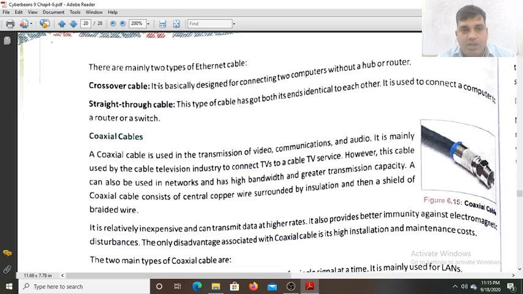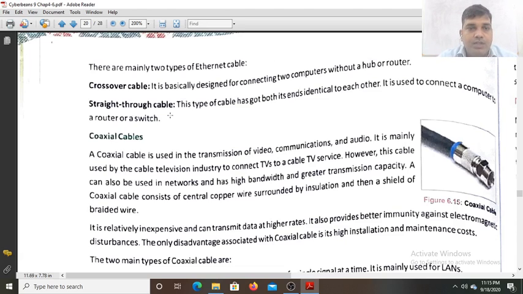This crossover cable is basically designed for connecting two computers without a hub or router. If you want to connect two computers without the use of a hub or router, we use a crossover cable. A crossover cable can directly connect two computers, and you can transfer files very fast from one computer to the other computer. That is called the crossover cable.